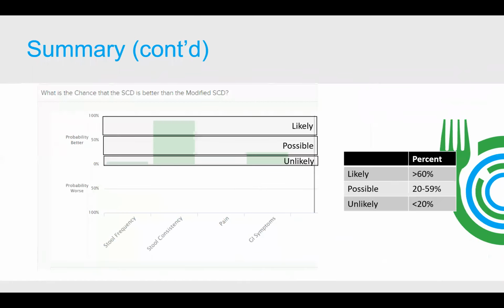Again, just to emphasize that point, short bars mean, even if they're green, it's an unlikely chance that the SCD is better than the MSCD in this case, or diet 1 is better than diet 2. So you're really looking for tall bars. Short bars don't help you. It means it's unlikely that the diet is better, or it's likely that there's really no difference. So you're looking for bars in that possible range, so greater than the 30 to 40% range, or even higher, greater than 60%. So you're looking for tall green bars and ignoring short bars, whether they're green or red.